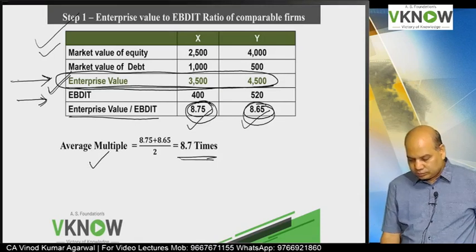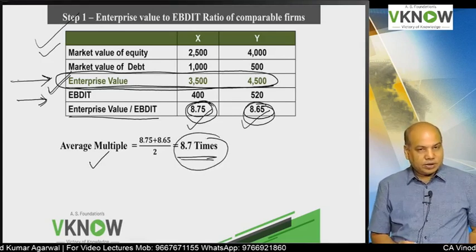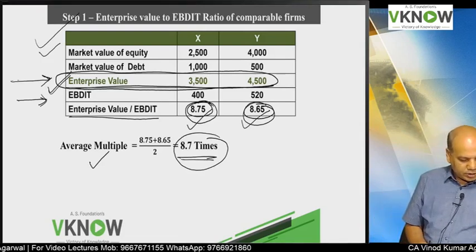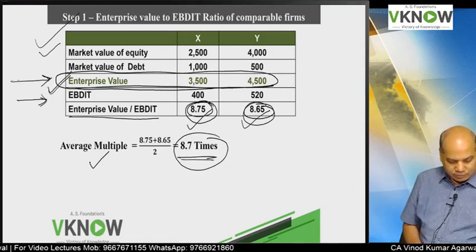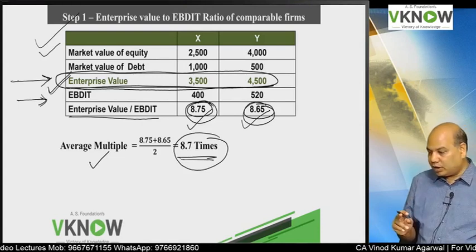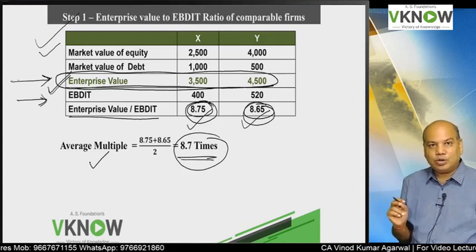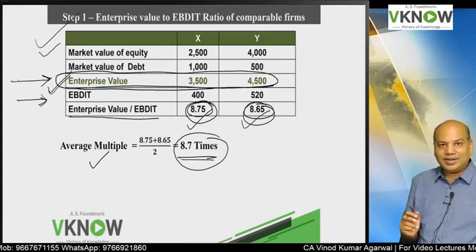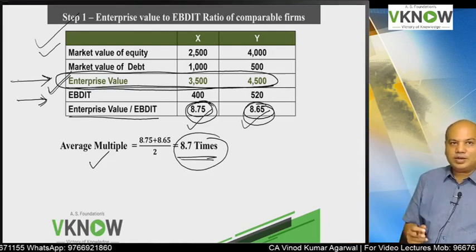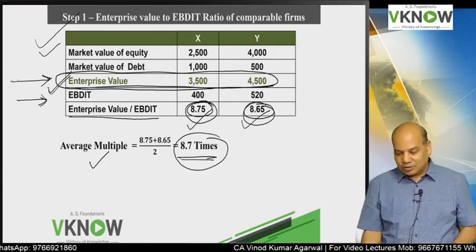So what I'll do, I will go to the target company. The target company's earning before depreciation, interest and tax is 500 crore. 500 into 8.7 times will give me the enterprise value of the target firm, minus debt will give you equity value, divide by the number of shares will give me intrinsic value.